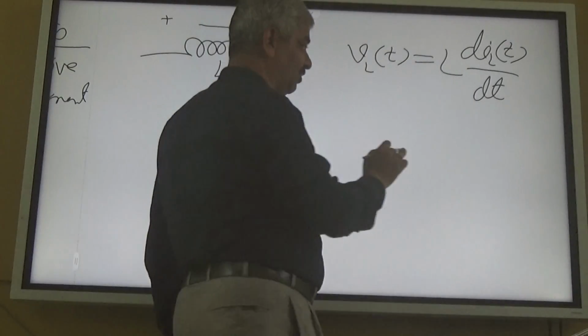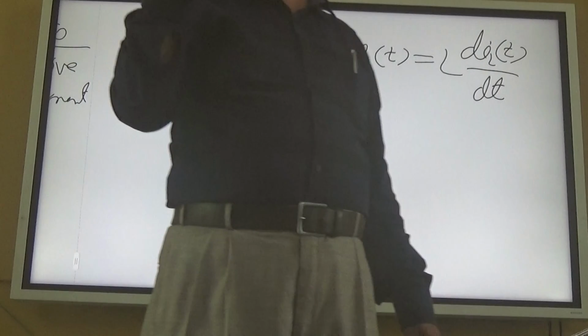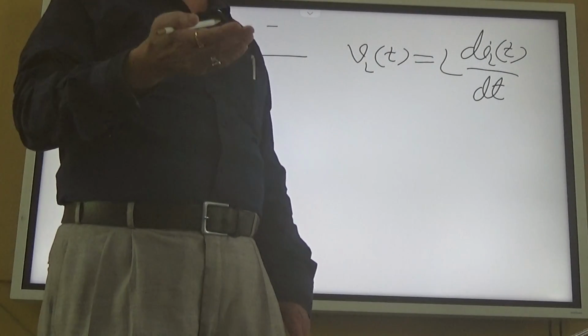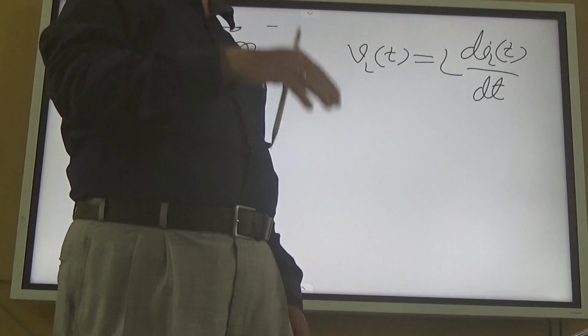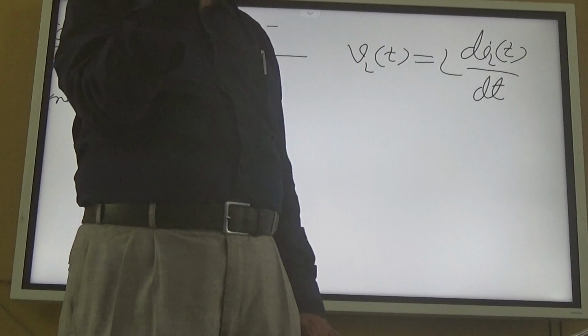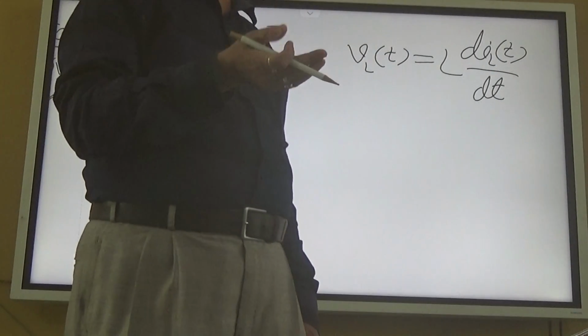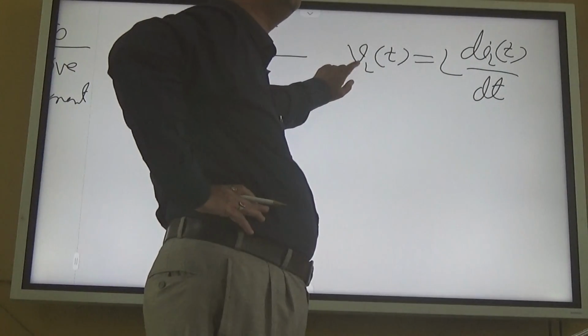For capacitor, what we had in the last lecture and prior to that: Q is proportional to V and current is the differential of Q. So current is proportional to the differential of voltage. IC(t) is equal to C dVc/dt, that you derived. But now, have you ever thought why this should be?